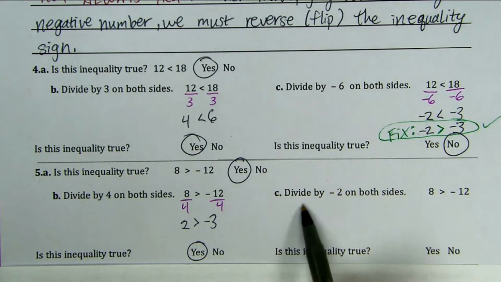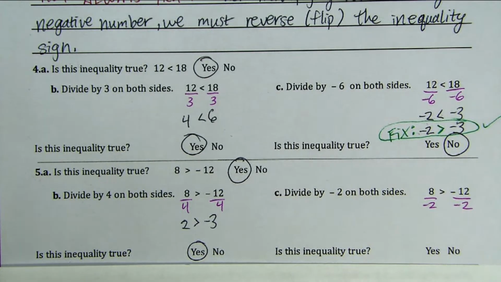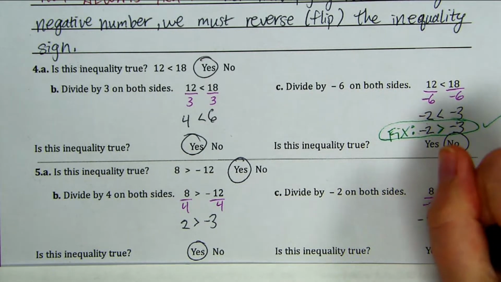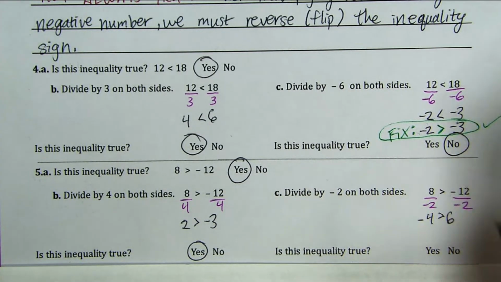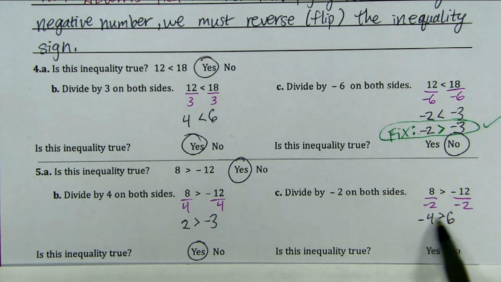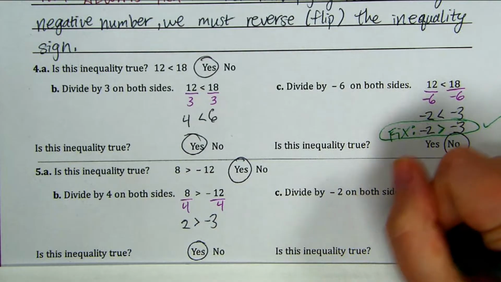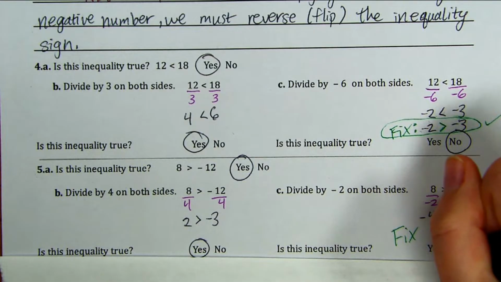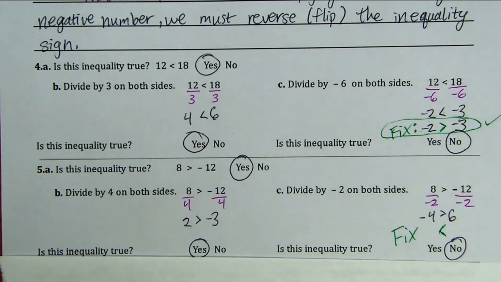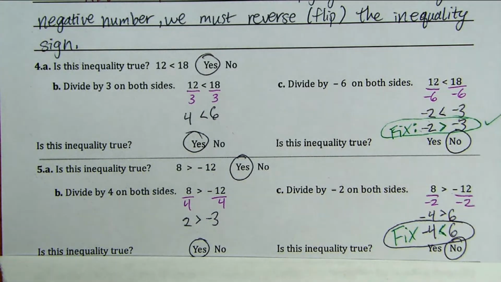And lastly over here, let's try dividing both sides by -2. So 8 divided by -2 will give us -4. We bring the inequality sign down. And over here, -12 divided by -2 will be +6. So is it true that -4 is greater than 6? No, that's not true. A negative number cannot be greater than a positive number. So we have a fix for this. All we need to do is reverse that inequality sign, have it open up to the right instead of the left. So our inequality will become -4 is less than 6. And if we do this, then it is correct.